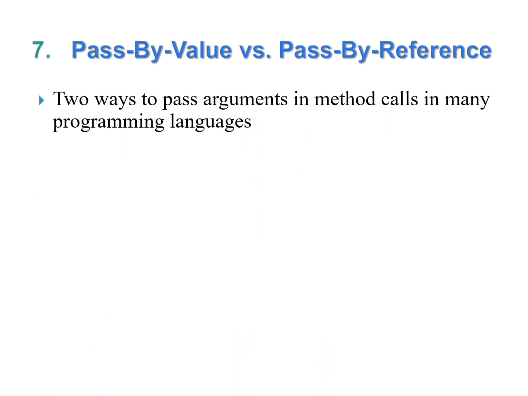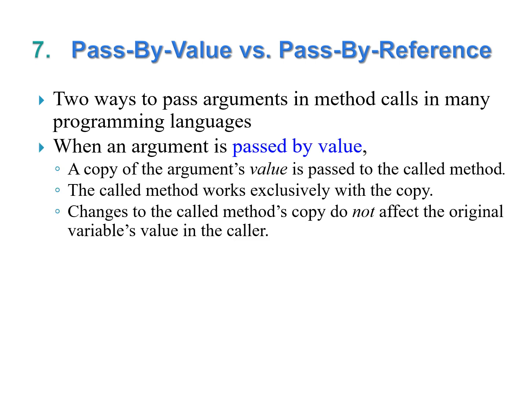In the last section of this video, I'm going to explain the difference between passing mechanisms, pass by value and pass by reference. Those are the two ways to pass arguments in method calls in many programming languages. When an argument is passed by value, a copy of the argument's value is passed to the called method. The called method then works exclusively with the copy. Changes to the called method's copy will not affect the original variable's value in the caller.